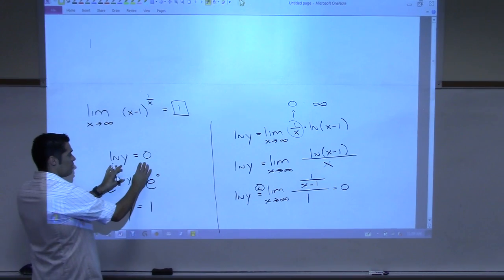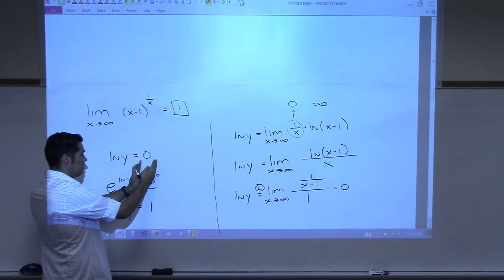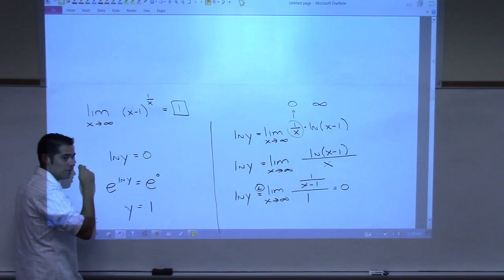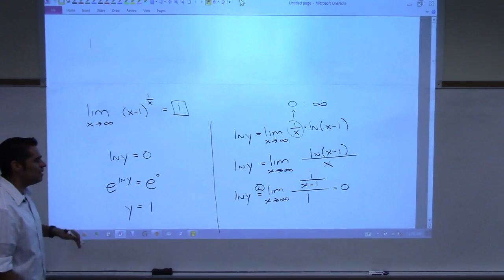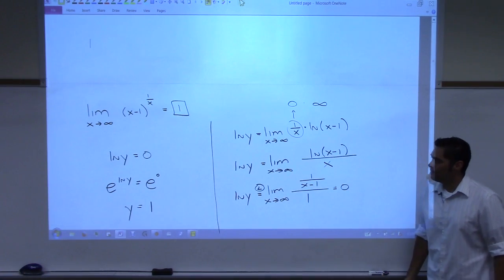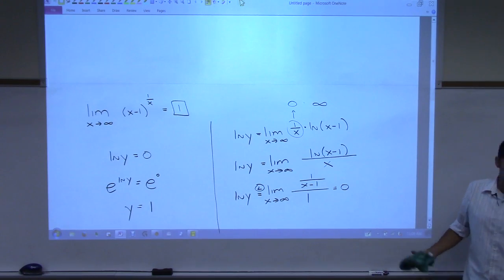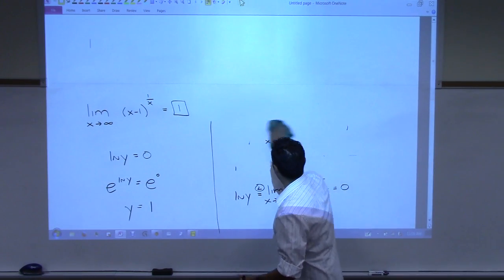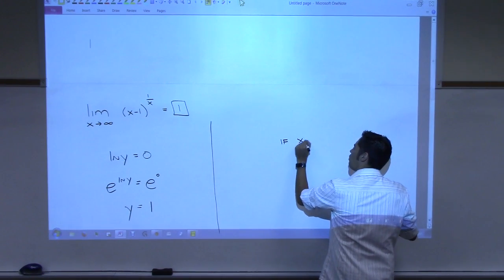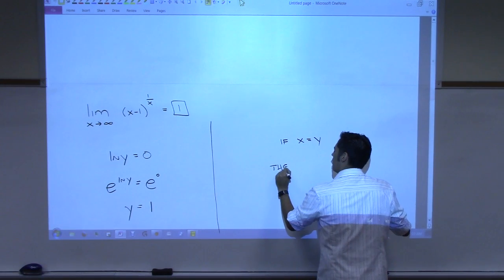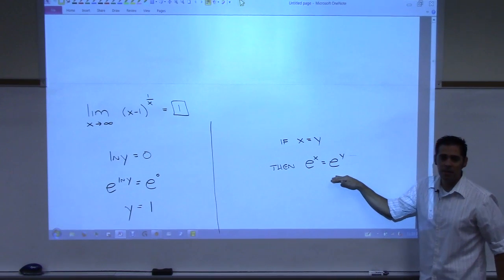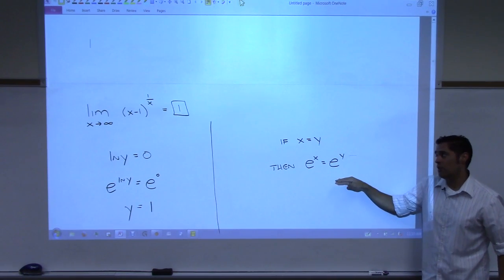No, because this is what I started with, right? The left side has ln y, the right side is 0. I'm applying the exponential function to both sides of the equation. And again, it's weird when you say this. I'm using the property of the inverse function being a one-to-one function, which says: if x equals y, then e to the x equals e to the y. That's actually what I'm using. This was a property of one-to-one functions.